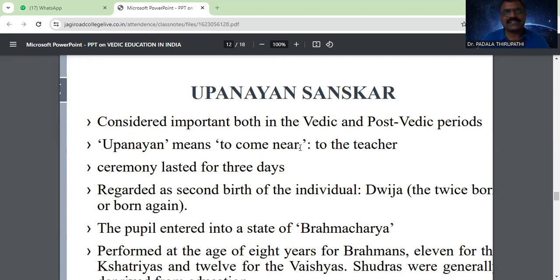Yes, my dear friends. So this Upanayana Samskar was considered important both in the Vedic and post-Vedic periods. Upanayana means to come near the teacher. It is a ceremony that lasted for 3 days.